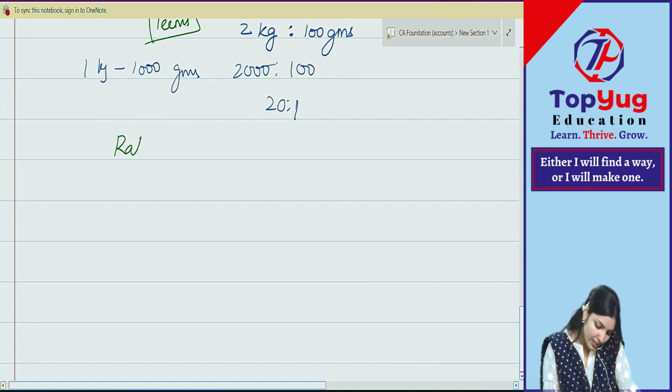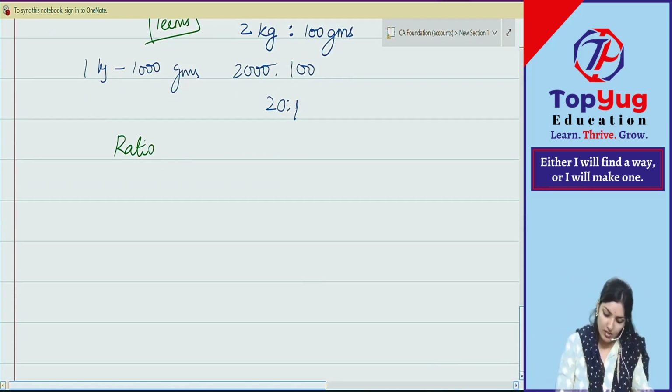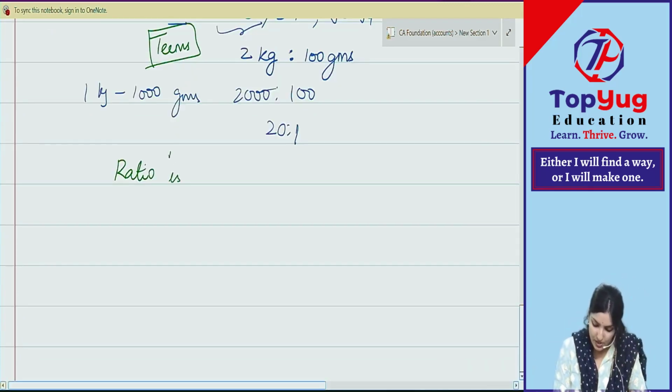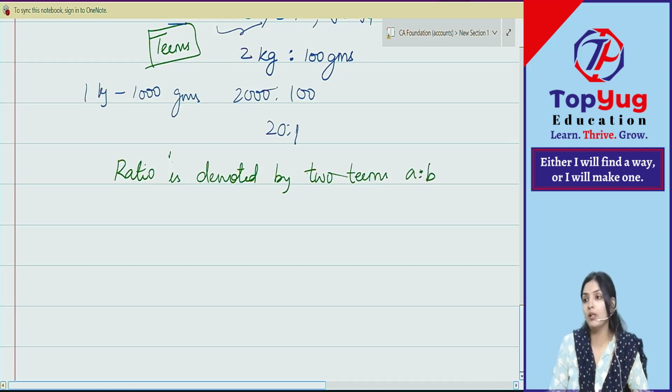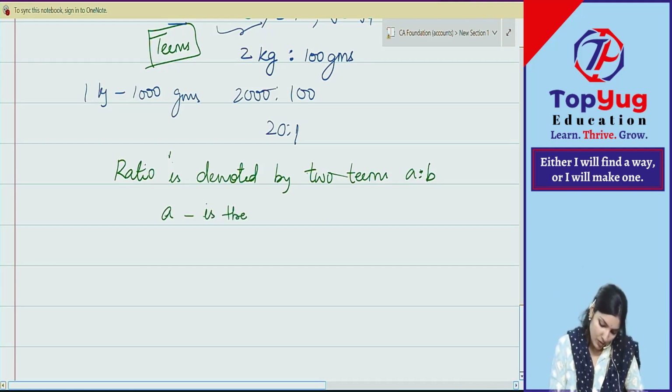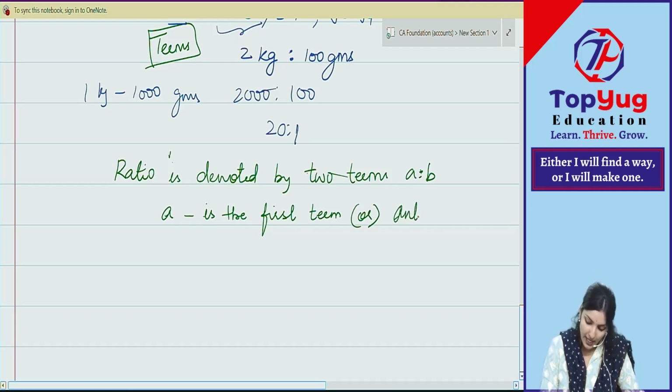Let me talk about that. Ratio is denoted by, let me write that way, which would be pretty clear. So ratio is denoted by two terms, A is to B minimum. A is known as the first term, or we can also call it as antecedent.